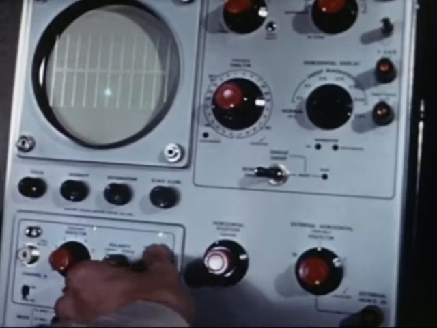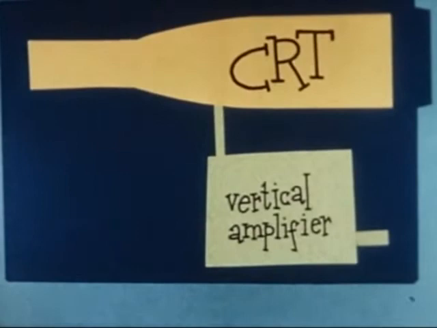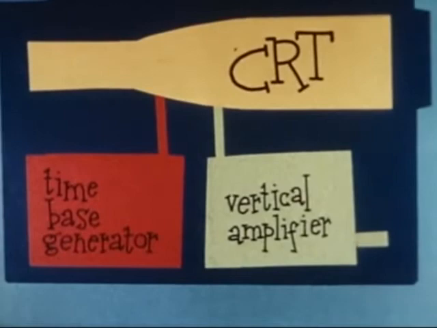Let's take a look at a simple diagram showing what is inside an oscilloscope. First of all, we have the cathode ray tube. Besides this, there are two other main sections, the vertical amplifier section and the time-based generator. Of course, it is much more complicated than this, but this illustration will do for a simple analysis.